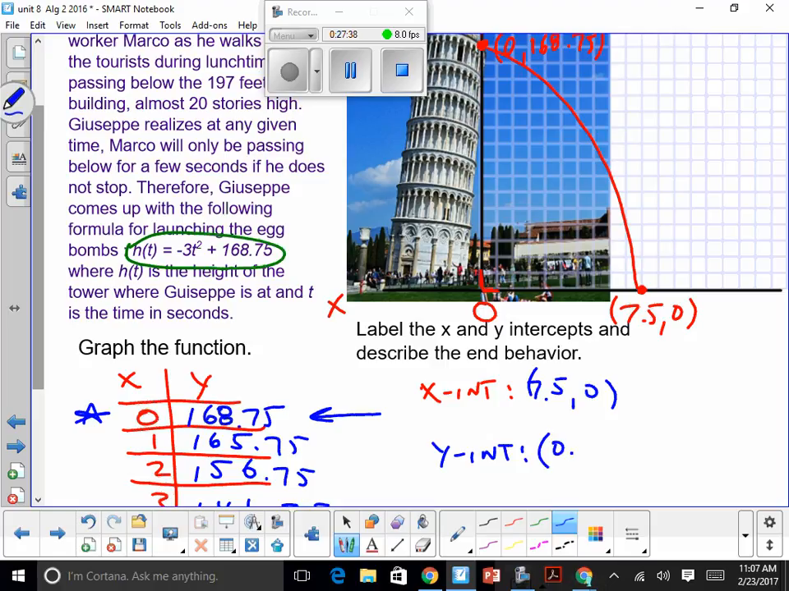Here comes the most important question. The most important question is going to be, what does that y-intercept actually represent? That's the height. That's where it drops. That's where he dropped it first. That's the height, exactly where he was when he dropped it. So here again, please put time above the x, which used to be a t.